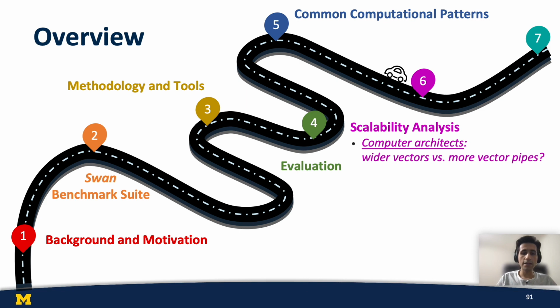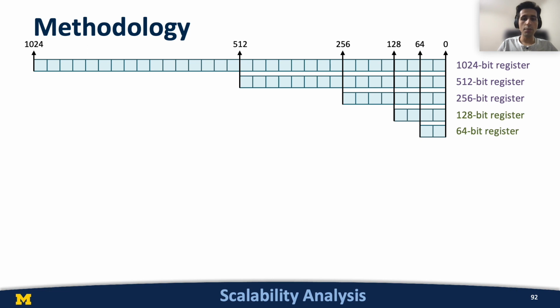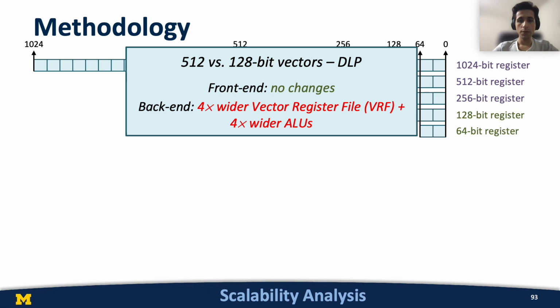Finally, we analyzed the scalability of vector processing in 2 separate experiments, wider vectors and more vector pipelines. Armnion provides 64 and 128-bit vectors. In the first experiment, we increased the width of vectors to up to 1024 bits. To exploit a higher degree of data level parallelism, 4 times wider vectors require 4 times wider vector register file and ALUs, but no changes in the front-end modules of the core is needed.